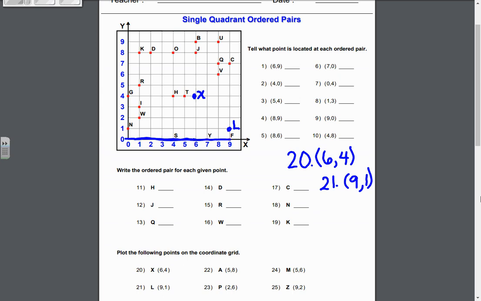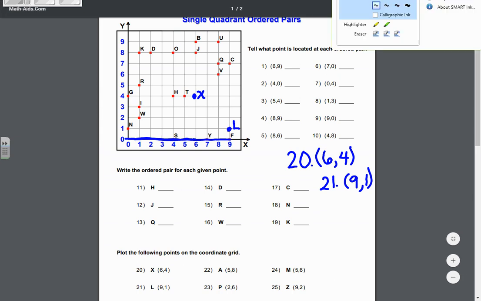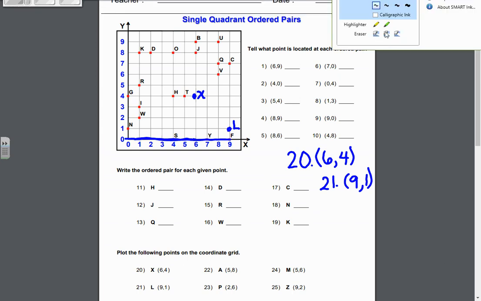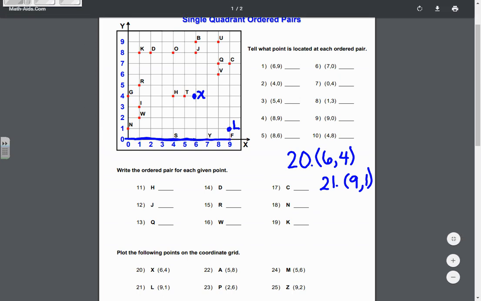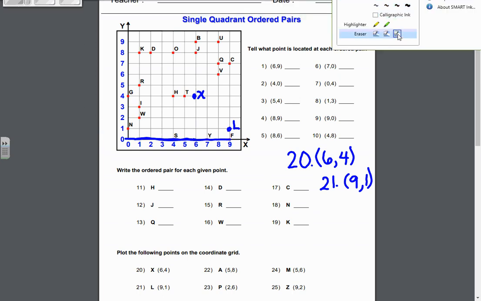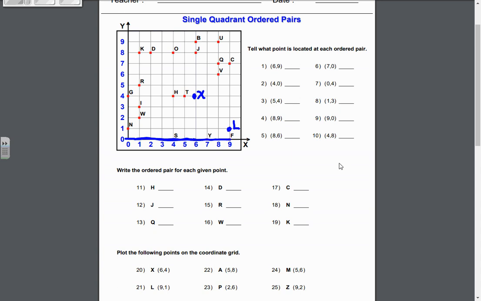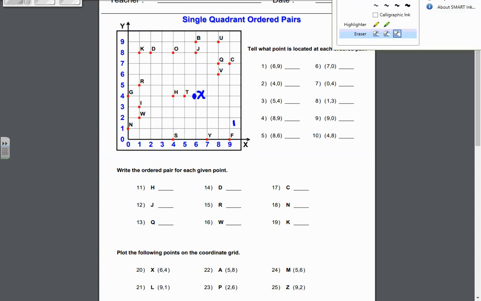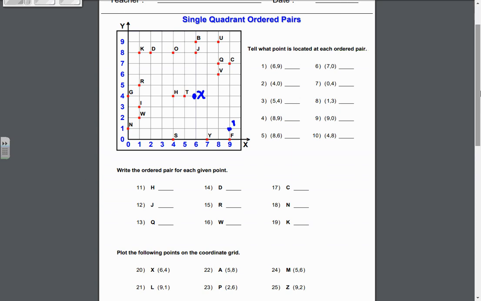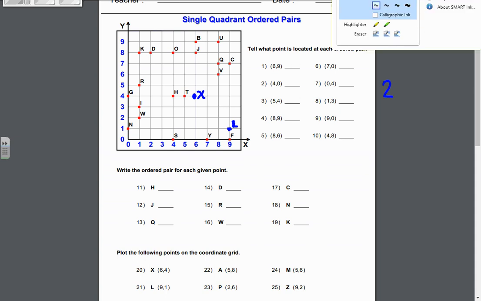Okay, let me do one more with you. Let's erase what we have. Big eraser. There we go. And we'll erase the bottom here. And go back to my pen. Okay. We had 9 once. That was L. Last one. 22. The point for 22 is the coordinate 5, 8.